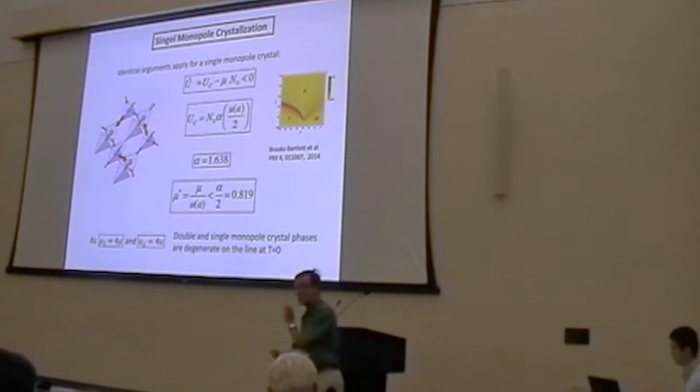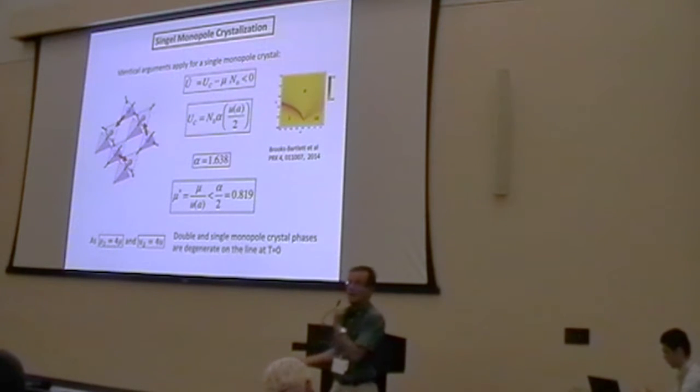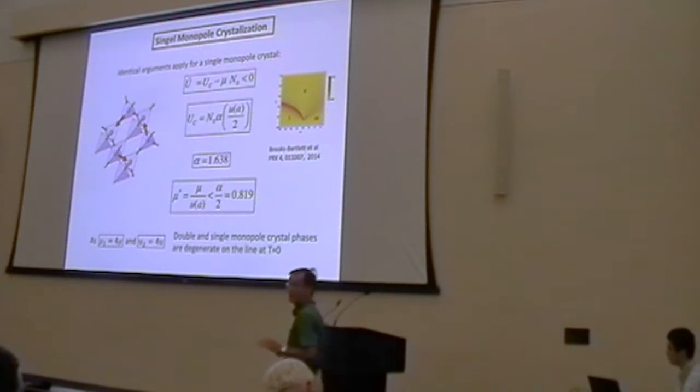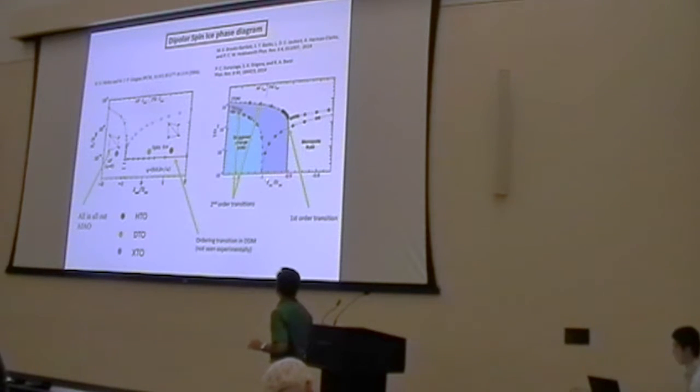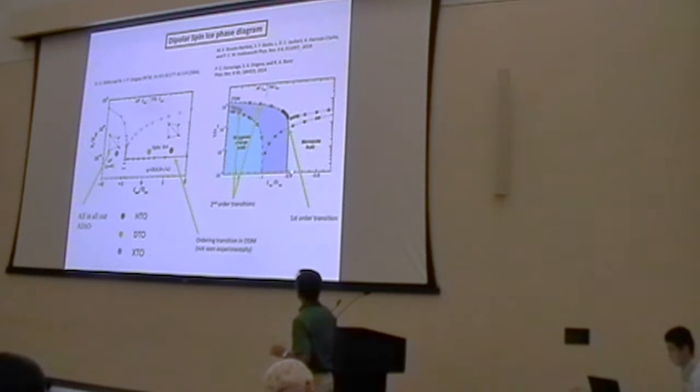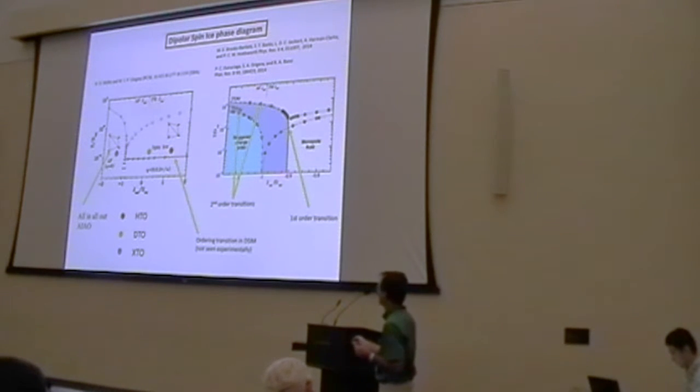So this means at the point where a double monopole crystal and a single monopole crystal are thermodynamically degenerate, it would be here, at low temperature, neglecting of course the low energy ordering of the dipolar spin ice model. So here is the full phase diagram that you'd expect for spin ice from the dipolar spin ice model. So here is holmium and dysprosium titanate and some fictitious XTO that would cross this boundary to the all-in-all-out phase.